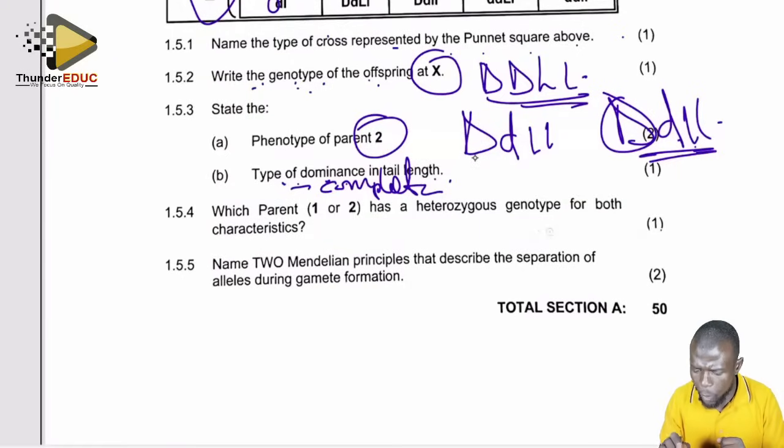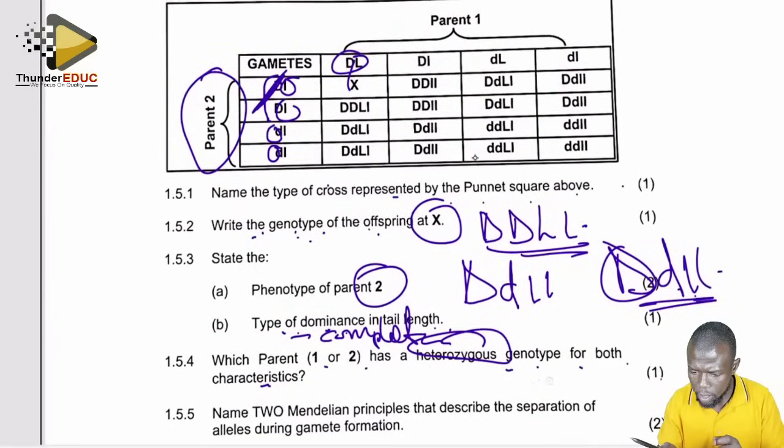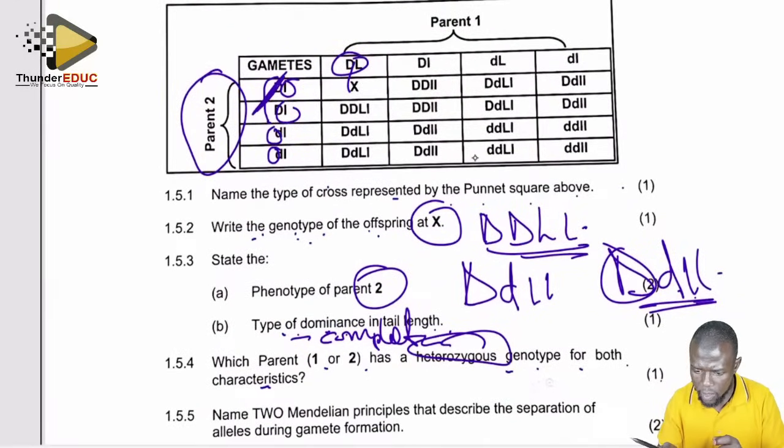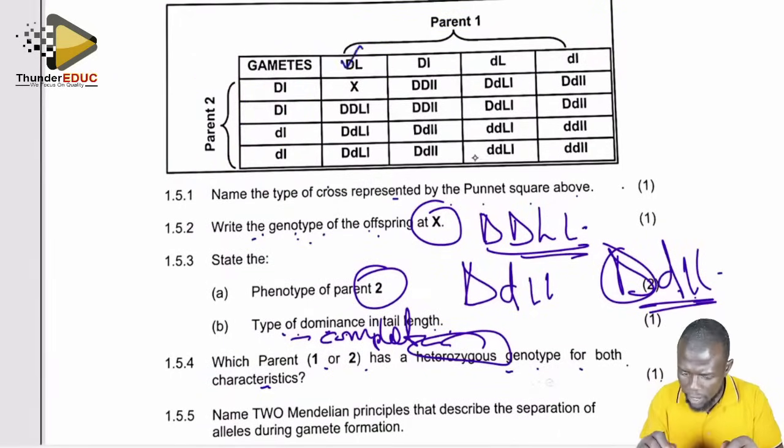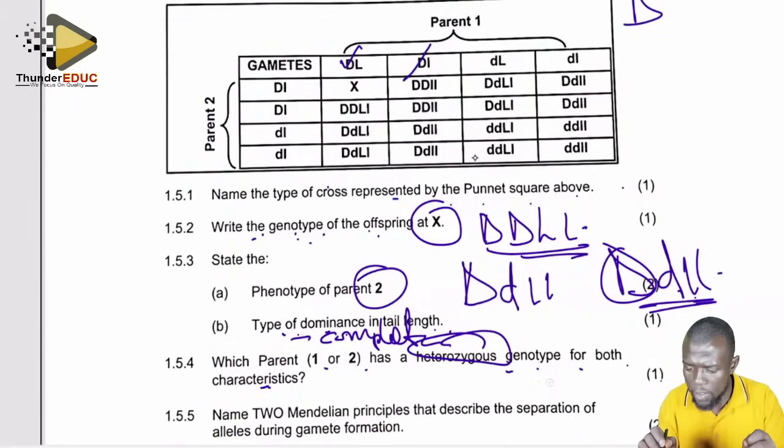Which parent, one or two, has the heterozygous genotype for both characteristics? They're saying heterozygous. I see it is parent one. You know why? Let's find out. Here I have capital D, I write the capital D. Do I have capital D again? Yes. So I cancel it out. Do I have a small d? Yes. I have small d, so I write small d. So I don't write the D again.